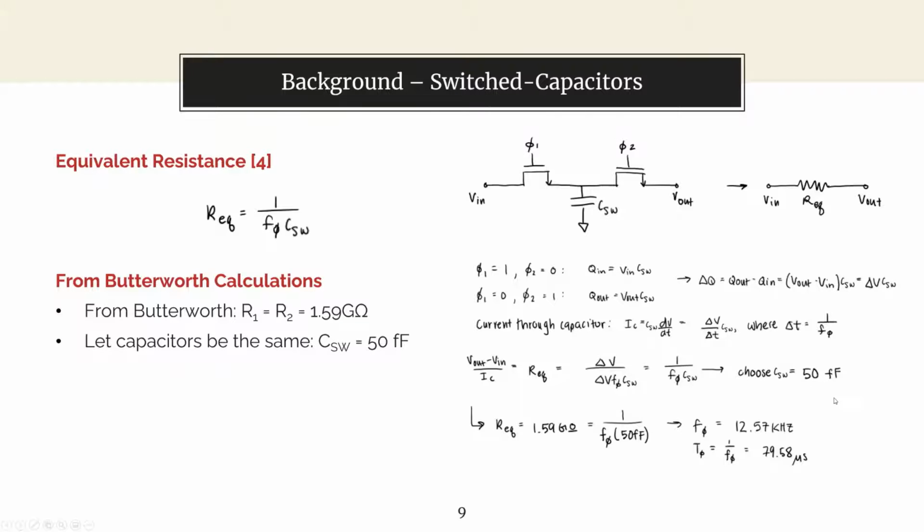For this project, I chose a switching capacitance of 50 femtofarads, and this is chosen, one, to keep the area down, and also to maintain a high clock frequency, which is important because in a switch capacitor layout, the clock frequency needs to be orders of magnitude higher than the input frequency. And the input frequency here is 100 hertz, and so the clock frequency is about 120 times this frequency, which is high enough.